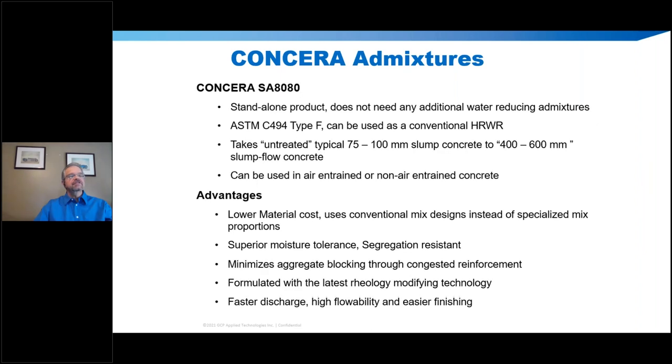The other product is a standalone product, okay? In other words, it doesn't need any additional water reducing. And it's a type F, C494. So it treats regular concrete, which would be a 75 to 100 millimeter slump, and brings it to 400 to 600. And again, it gives you the same properties. It can be used for air or non-air entrained concrete.